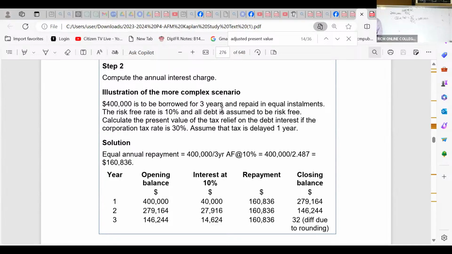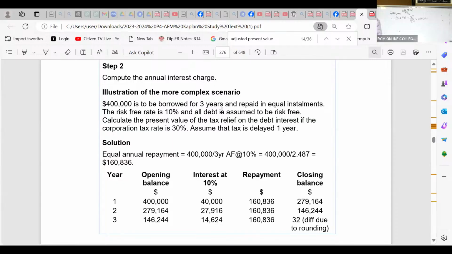So 400,000 is to be borrowed for 3 years and repaid in equal installments. That is where we have the catchword: repaid in equal installments. Ladies and gentlemen, what do you think this examiner is after? It can't be 400,000 divided by 3. We have the factor of interest in this.